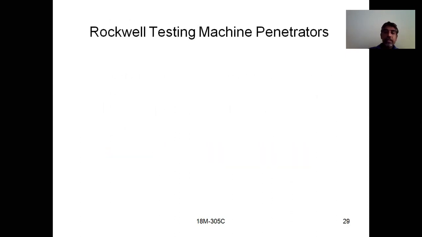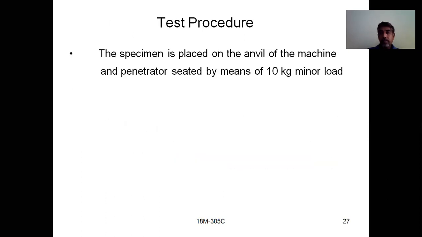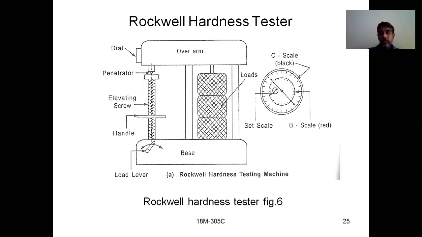So what is the B scale and what is the C scale, and what are the formulas for them? Generally in the examination they will ask you to write short notes on the Rockwell B scale, so you should be able to answer. What is the color of the B scale? It is nothing but red. If you see here, B scale is red, C scale is black.